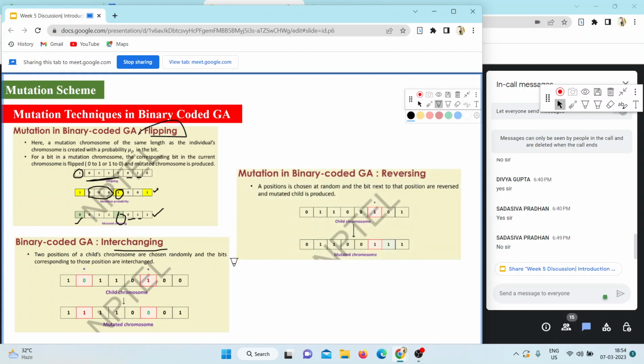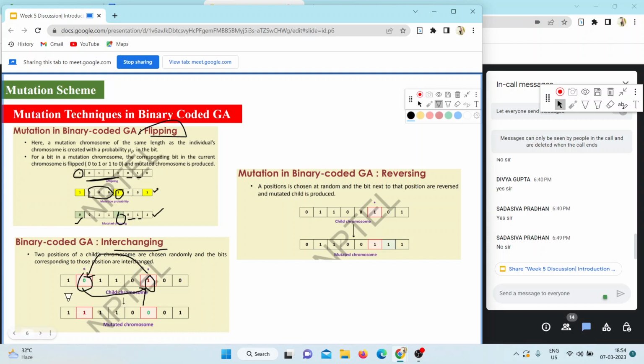So let's see what these two are telling. In this interchanging scheme, 2 bits will be given to you, and what you have to do is interchange the values between these 2 bits. So 0 will go to this position and 1 will go to this position, right?